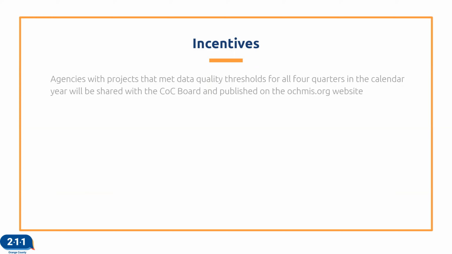So the incentive is that projects that met data quality thresholds in all 4 quarters of the calendar year will be shared with the COC board and published on our website. And this is just kind of a great job. Look at how well these projects are doing. And then your agency could share that with any funders or anyone you would like to, just to highlight your data quality. Next slide.